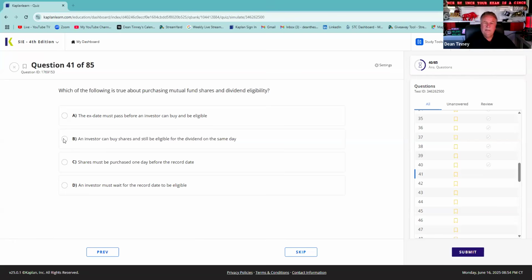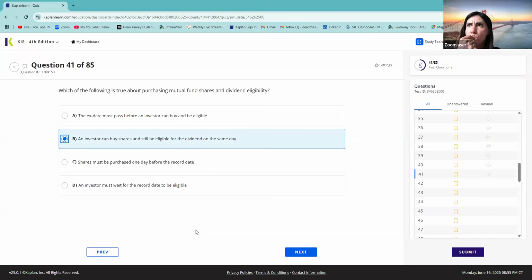It's B. Only because it's an open-end mutual fund, right? If it was a regular stock, shares must be purchased 1 day before the record. That would be correct because the ex and the record are the same day. So if this was a stock trading in the secondary market or a closed-end fund, your answer C would be correct. Because it's not trading in the secondary market, the ex date is the day after the record, it's B. So you can buy it on the record date, goes ex tomorrow, you're on the list, you get the dividend.